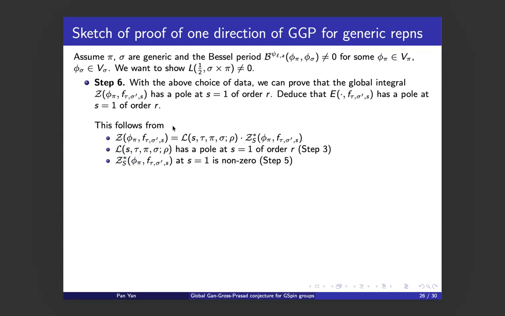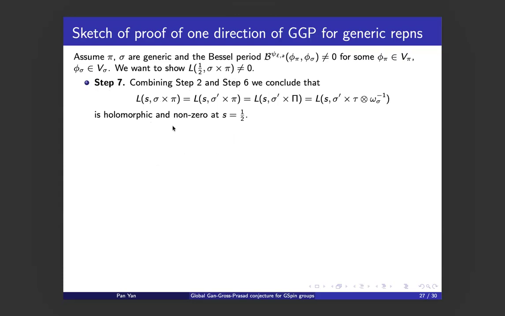So now, once we have that, then we can combine step 2 and step 6 to say that, step 2, part 3, says that the Eisenstein series has a pole if and only if there's a L function condition on tau, and also this L function, L of sigma prime times tau tensor omega sigma inverse, is non-zero at s equals 1 over 2.